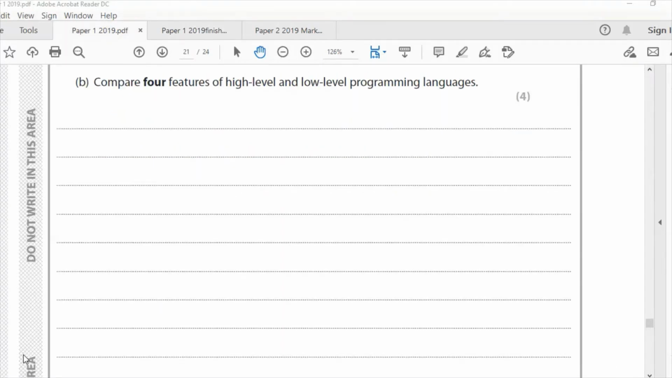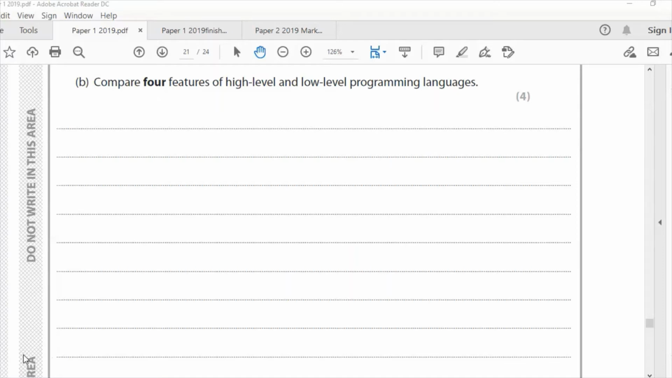B, compare 4 features of high-level and low-level programming languages. High-level languages, examples are Python, JavaScript, C#. Low-level is machine code and assembly language. If we think about those, Python and JavaScript have English-like statements, are easier to read, and you can comment the code.